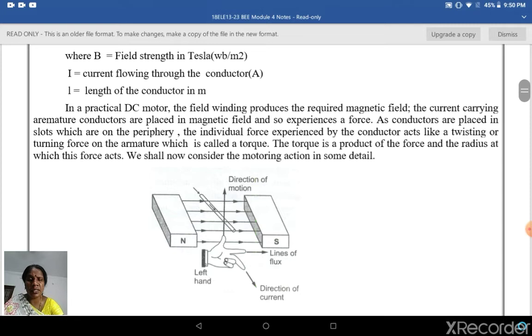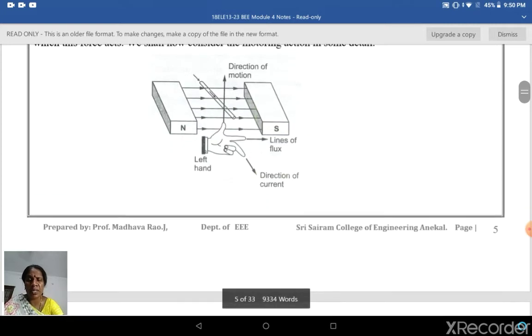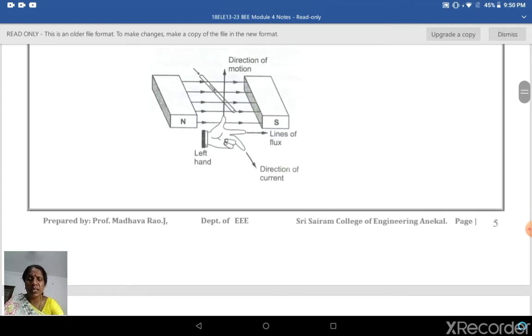We shall now consider the motoring action in some detail. Here you can see Fleming's left hand rule applied. The thumb shows the direction of the motion, the forefinger shows the lines of flux, and the second finger, the middle finger, shows the direction of the current.